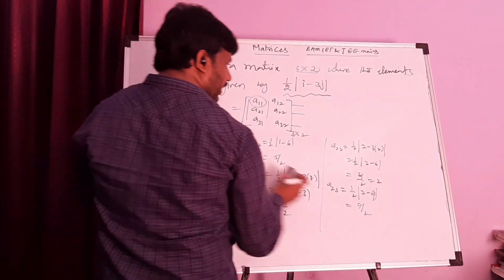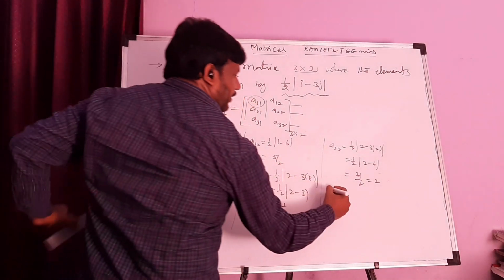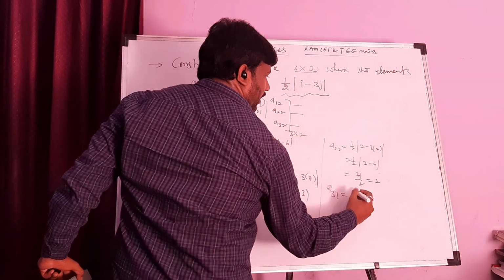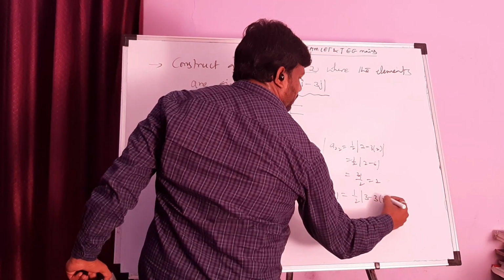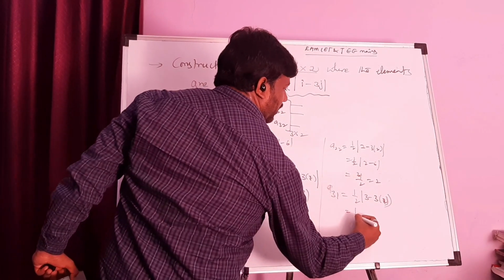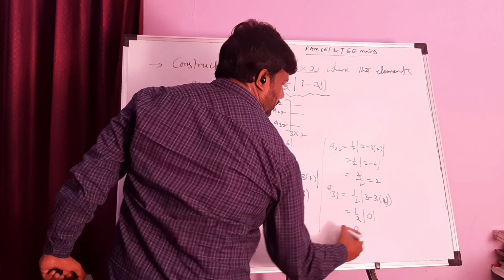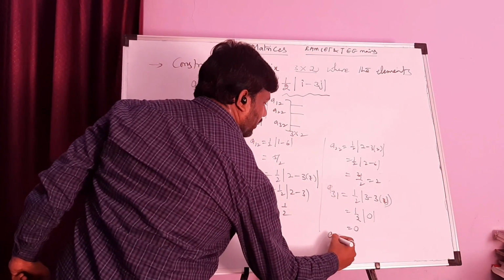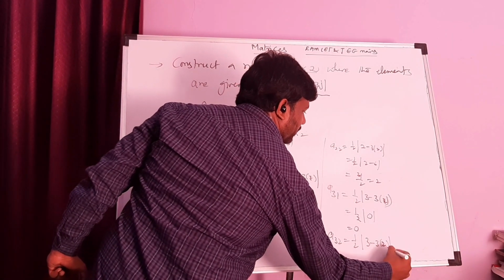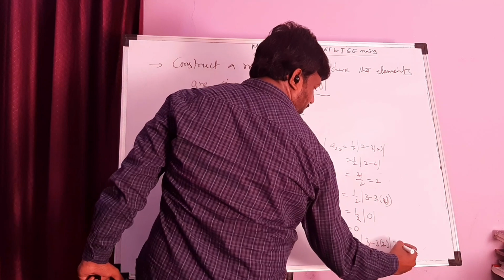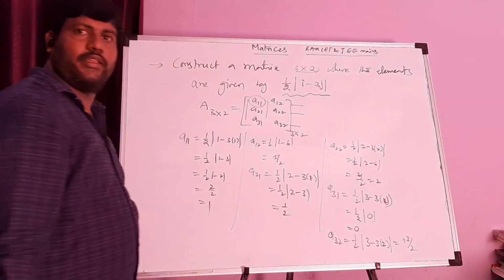So there is no a23 element, right? Sorry. So up to a22, then you go for a31. In place of i you substitute 3, in place of j you substitute 1, you get 3 minus 3, nothing but 0. Similarly, the last one, a32: (1/2)|3 minus 3(2)|, 3 minus 6 is minus 3, take the absolute value, plus 3 by 2. So I get plus 3 by 2.